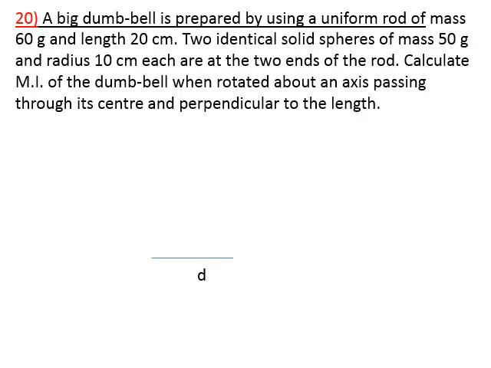Read this problem also. A big dumbbell is prepared by using a uniform rod whose mass is 60 gram and length is 20 centimeter. Two identical solid spheres of mass 50 gram and radius 10 centimeter each are at the two ends of the rod. Calculate moment of inertia of the dumbbell when rotated about an axis passing through its center and perpendicular to its length. बघा बरं आला का प्रॉब्लेम डोळ्यापुढे.